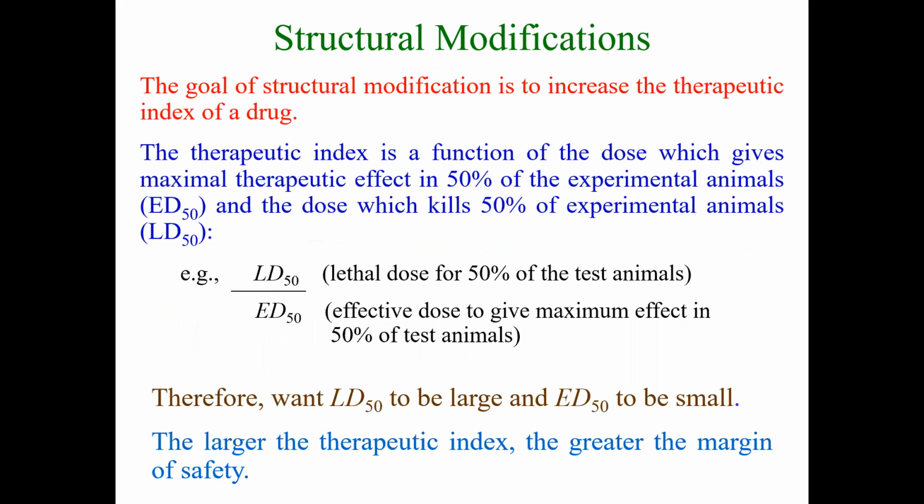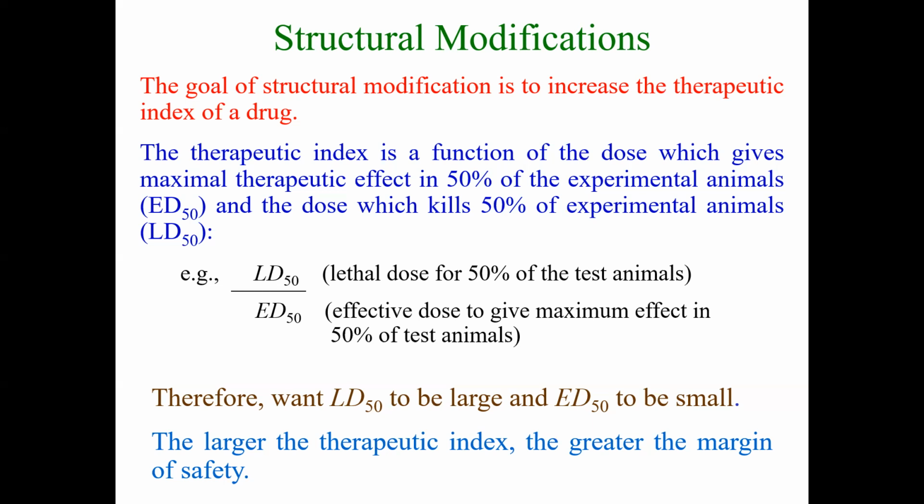You can maybe also include here, it's not just the therapeutic index, but also to modify the ADME properties of a compound. But a therapeutic index is a function of the dose which gives the maximal therapeutic effect in 50% of experimental animals, that is known as ED50, and the dose which kills 50% of experimental animals. So the lethal dose that kills 50% of rats or mice or whatever animal you are using in your experiment. Then they use this equation where they take the lethal dose over the effective dose, and they do a calculation.